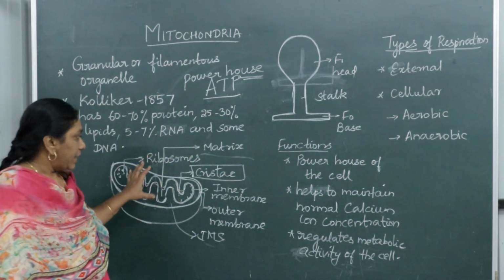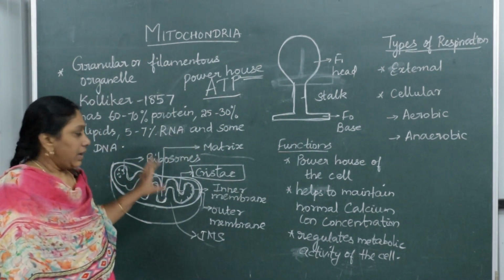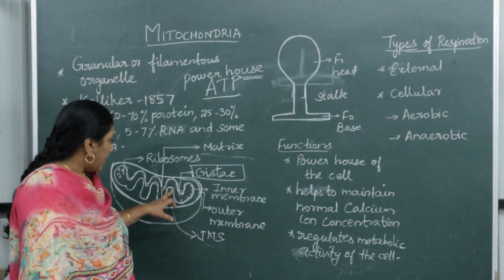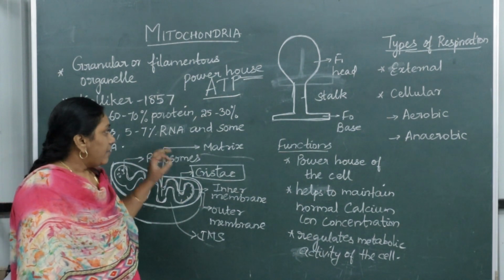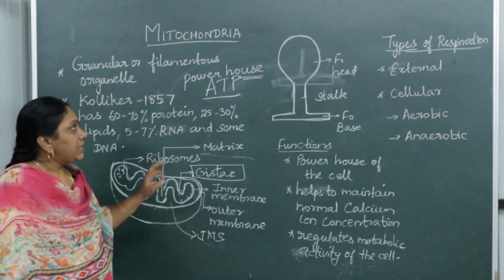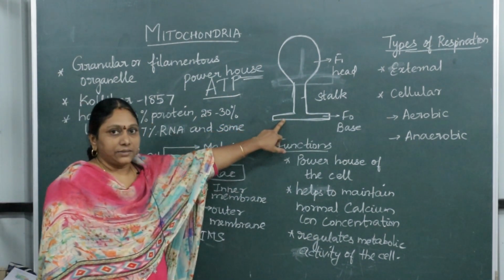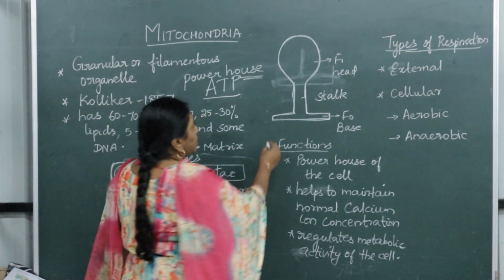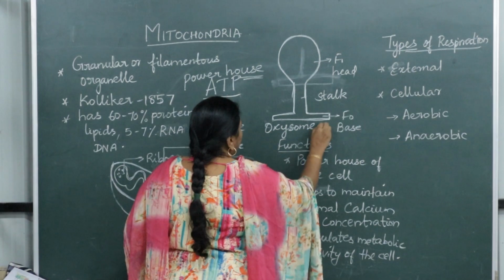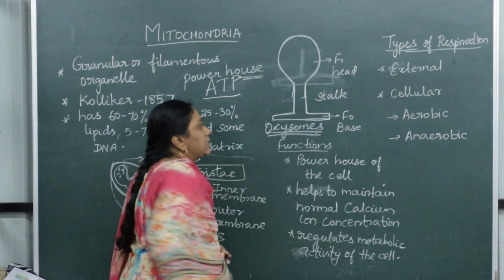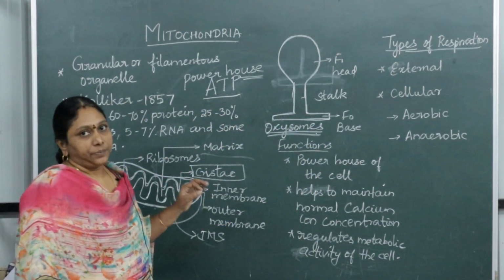That production takes place in the mitochondria. Okay, who is involved in this? In the inner membrane of the mitochondria, it has very minute, that is small, tennis racket shaped particles. Okay, they are called oxysomes. Oxysomes. These oxysomes are involved in the synthesis of ATP.